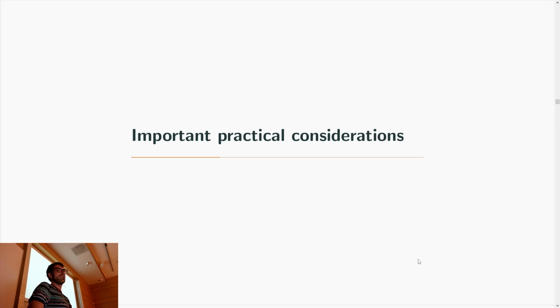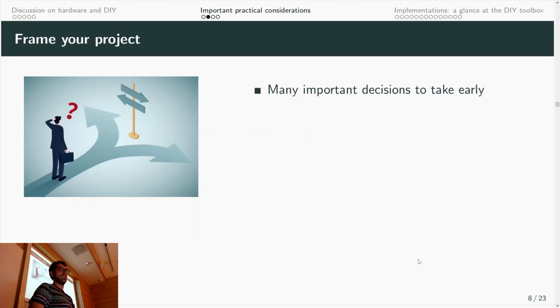So what are the important practical considerations when we start a DIY project? You're going to make very early decisions, and sometimes you go down the rabbit hole. You think it's easy, you make a hackathon weekend and you have a prototype that works, and then you need to transform that to something that works in the field. This is another 6 months of work you're committing to.